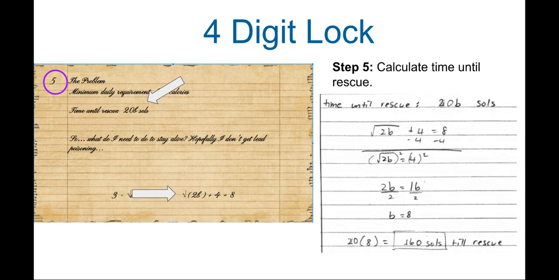Step 5 is to calculate the time until rescue. Journal entry 5 says it takes 70b sols till rescue arrives. Solve the radical equation for b equal to 8, then multiply it by 20. It takes 160 sols till rescue comes.